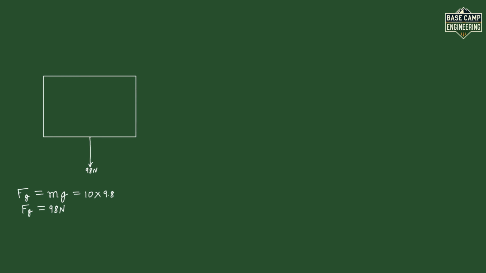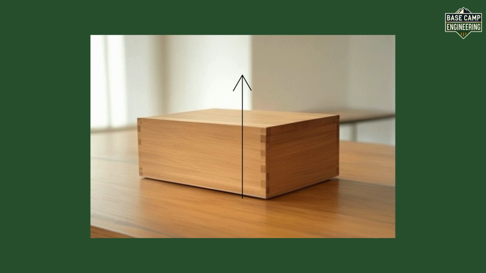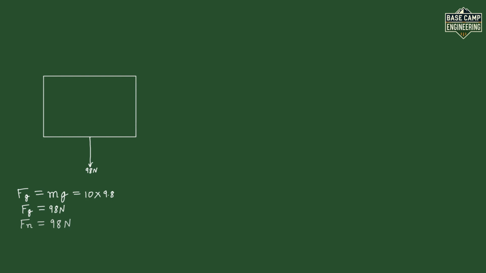To balance this downward force and prevent the box from accelerating through the table, the table exerts an upward normal force perpendicular to the contact surface. The normal force, F_normal, counters gravity to maintain equilibrium in the vertical direction. Since the box is at rest and the table is horizontal, F_normal equals 98 newtons upward, balancing the 98 newtons of gravity.